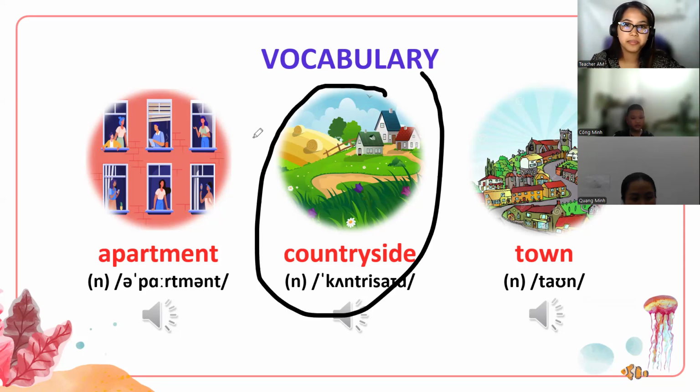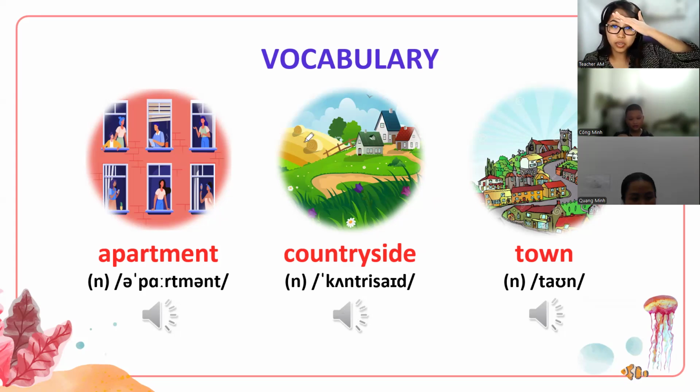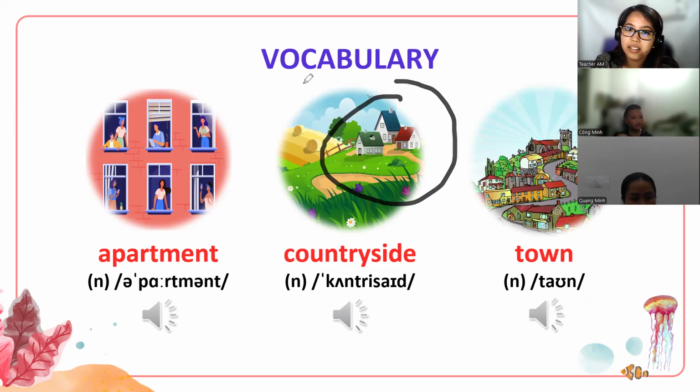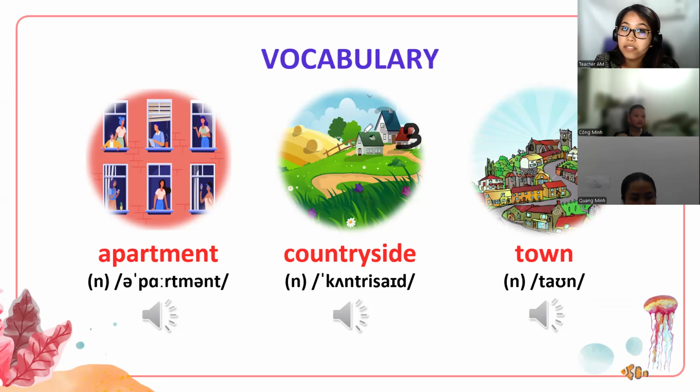Okay, now look. What is this? It's the countryside. That is right. Now look at the countryside. What can you see? I can see a house. Tree. Very good. Okay, how about this? Grass. Great job. And flowers. Very good. Okay, now, do you live in the countryside? Yes or no? No. Very good.